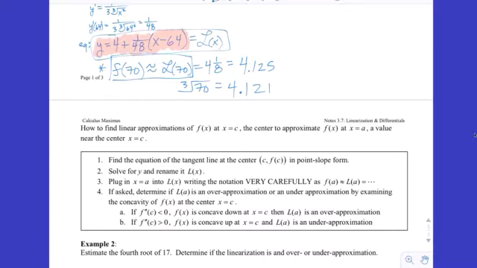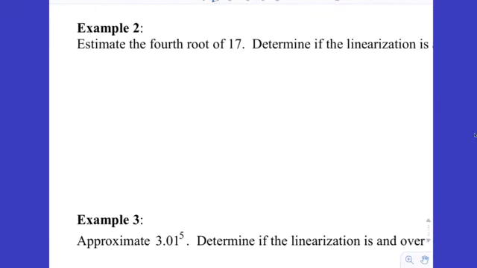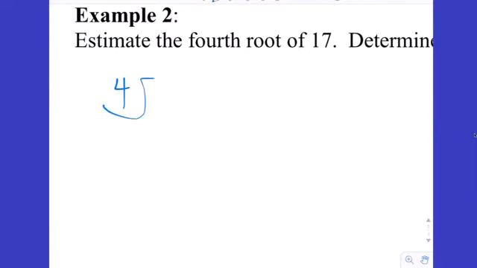All right. How much time? We've got time for one more. Let's look at this one from scratch. What's the 4th root of 17? That's what we're after, the 4th root of 17.